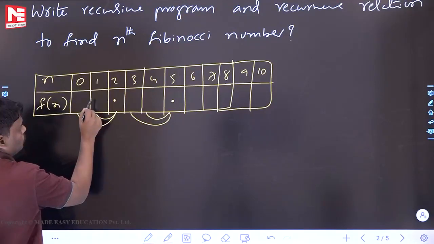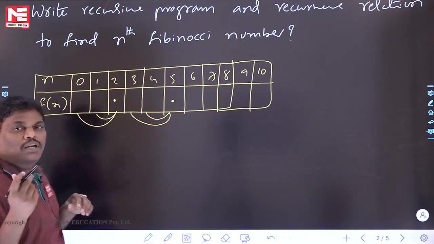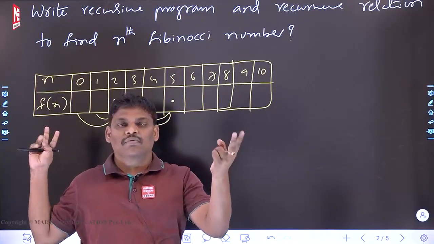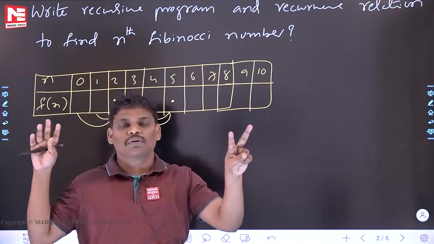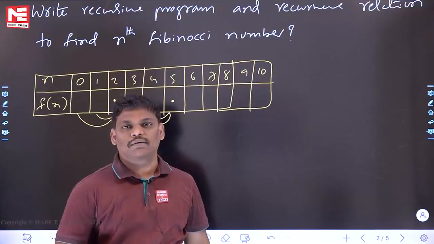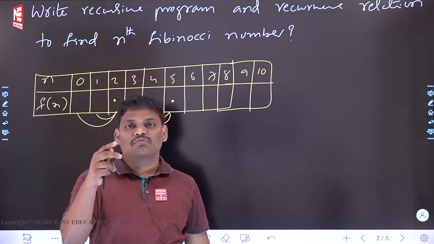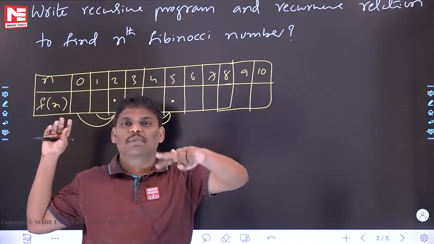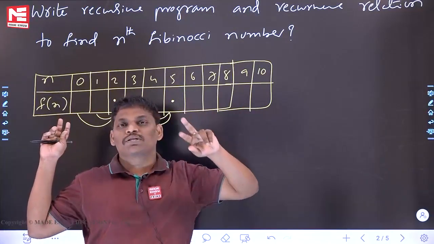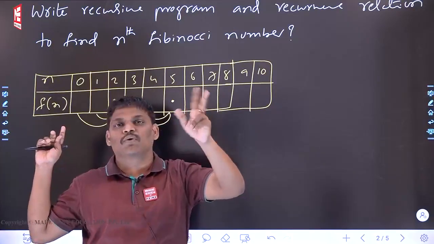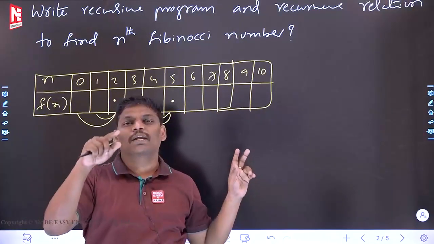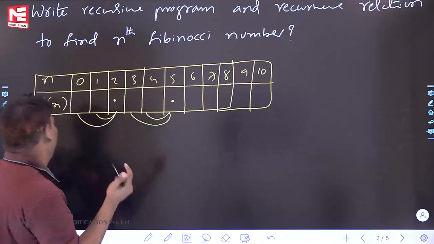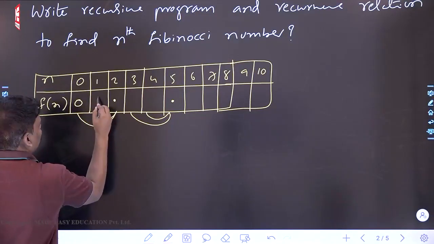But how to get the first two? Try to remember, every recursive program should have a termination condition. For Fibonacci, there are two terminations: Fibonacci of 0 and Fibonacci of 1, which you should know. Then only the Fibonacci series will continue further. The first two values will be given by the user, and you can give whatever you want. Based on the first two, the remaining will come. Normally people give Fibonacci of 0 is 0, Fibonacci of 1 is 1. Let me give it like that.